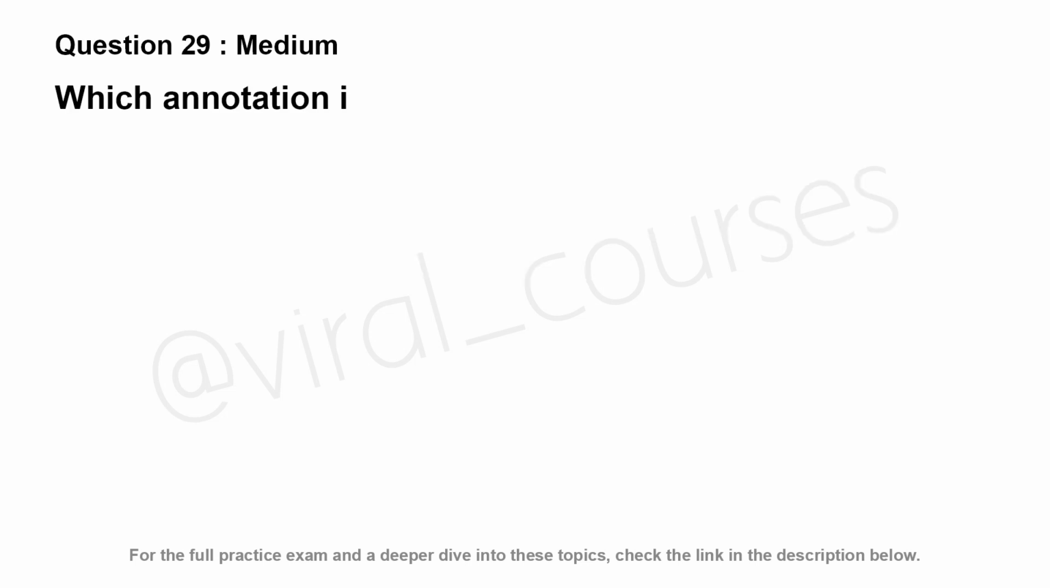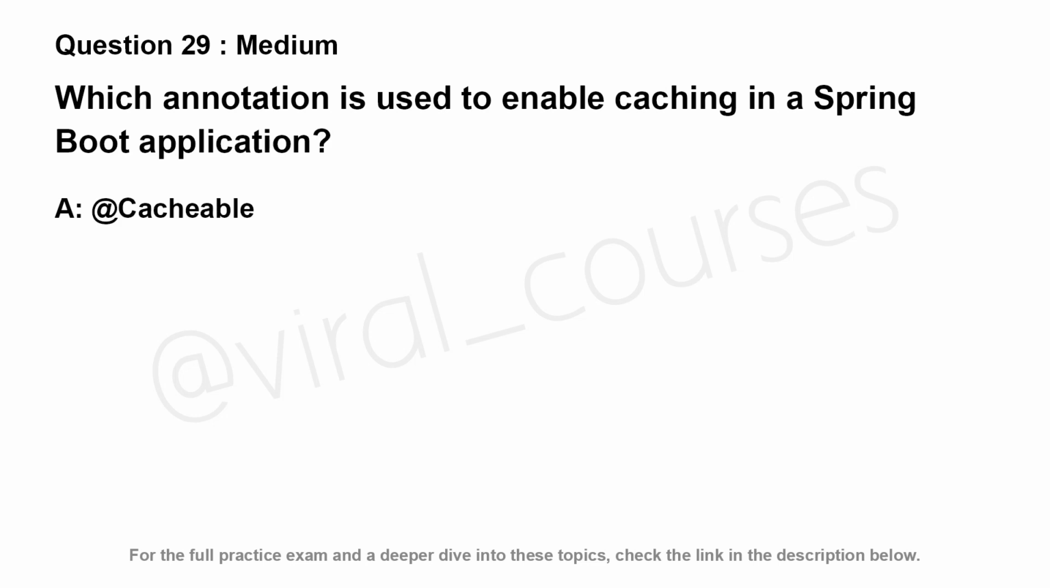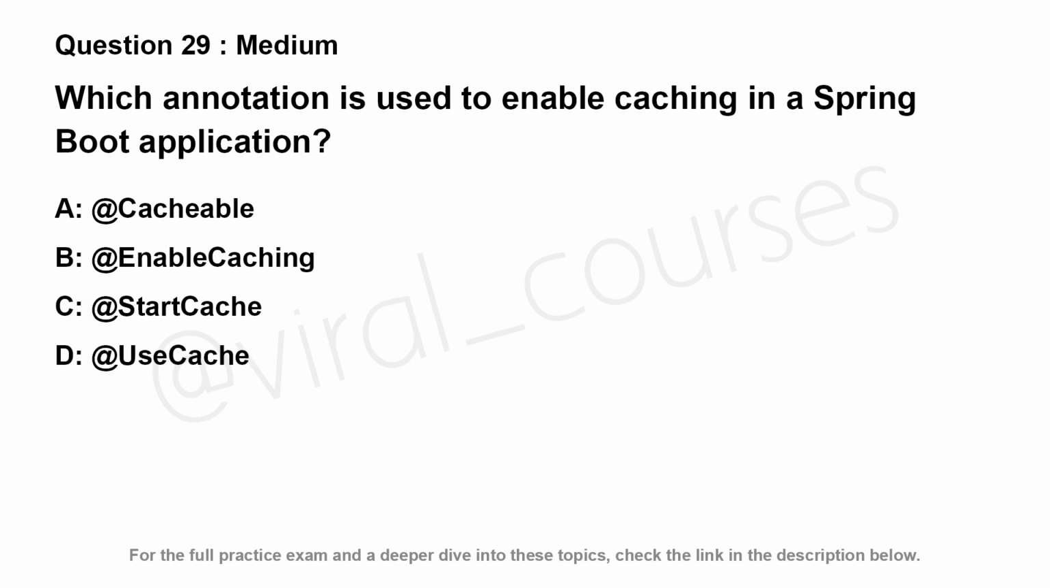Which annotation is used to enable caching in a Spring Boot application? Option A, @Cacheable. Option B, @EnableCaching. Option C, @StartCache. Option D, @UseCache.